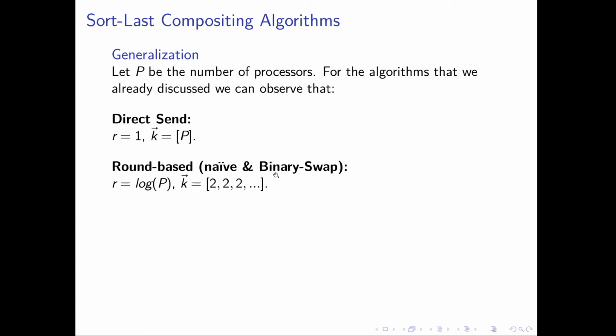And for binary swap, we would have log P rounds. This is just proportional to the number of tree levels that we have. And at the same time, per round, per communication group, we have 2 participants. So our K vector would just be a sequence of 2s.